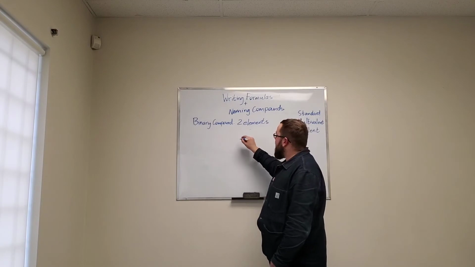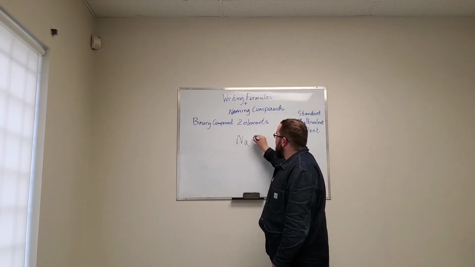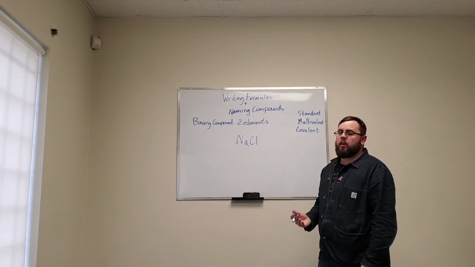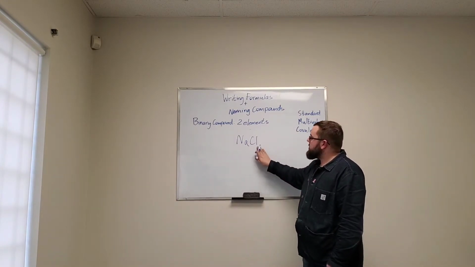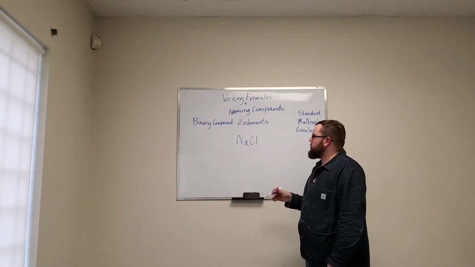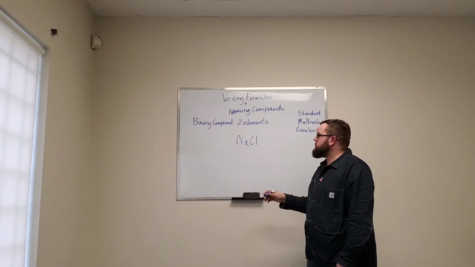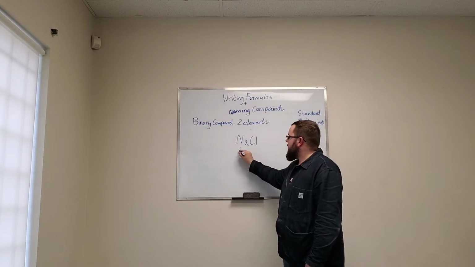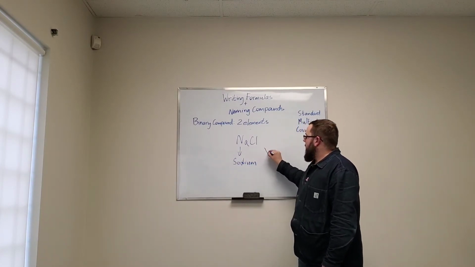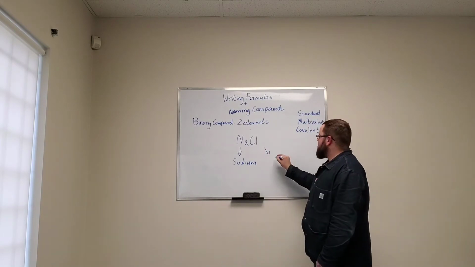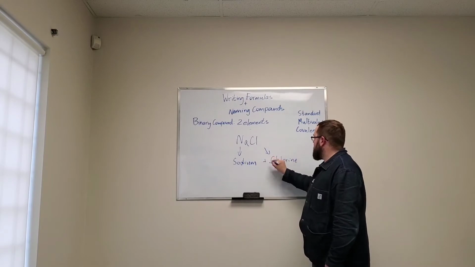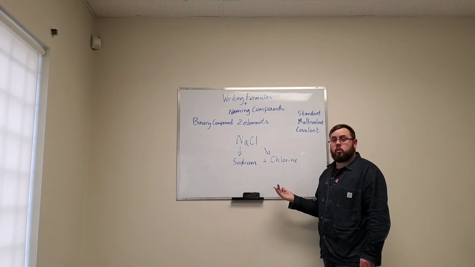For example, if I have NaCl, we're going to look at our periodic tables and figure out what these symbols break down into. So if we look at our periodic tables, we see that Na stands for sodium. And we see that Cl stands for chlorine. So this compound is sodium plus chlorine.